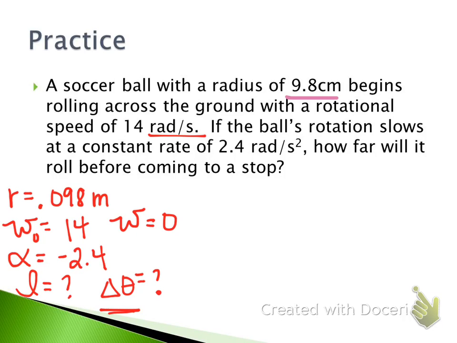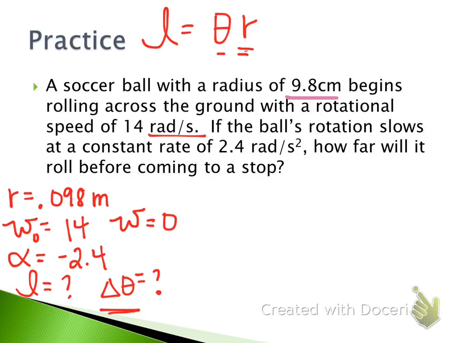Okay, remember our overall goal here is going to be to find the distance it rolls before coming to a stop. But in order to solve for distance, or that L variable, we need to have theta and the radius. We have radius, but we don't have theta, so we need to solve for that angular displacement, or what chunk of the circle it has covered, how many radians it has covered during this time of rotation.